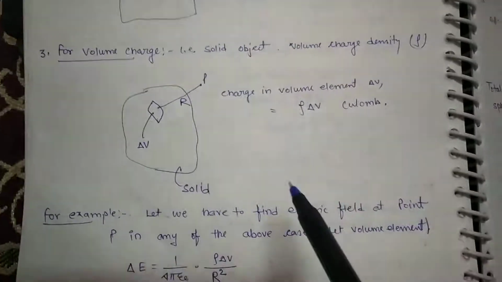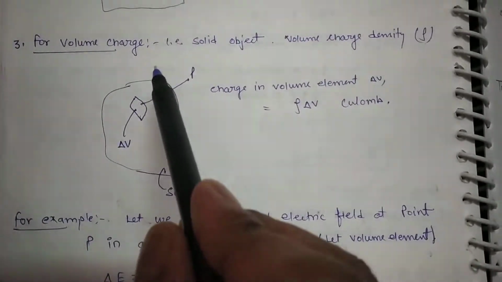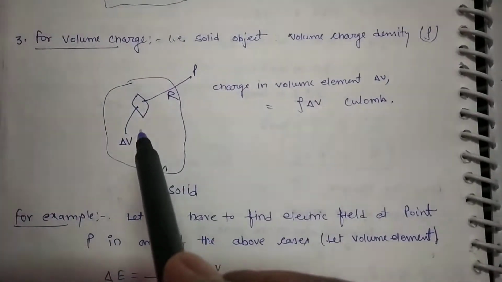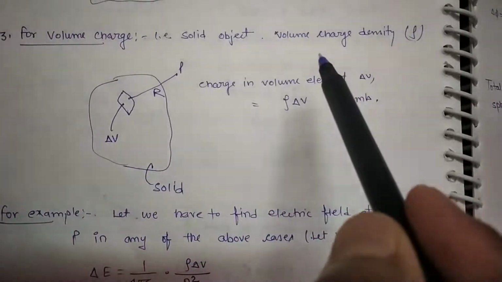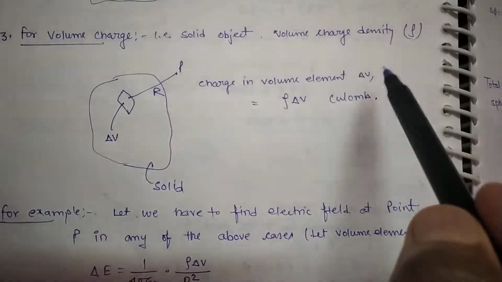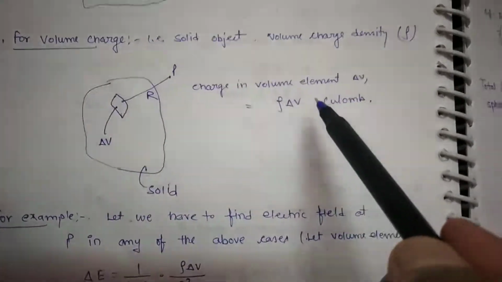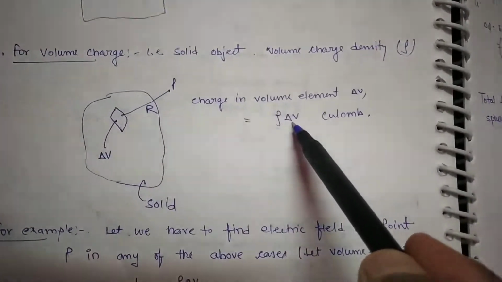Okay. Now what if you consider volume? Suppose this is the entire solid. Let me take a small volume of it, that is delta V. So again volume charge density is charge upon volume. So for delta V, I can write density times delta V.